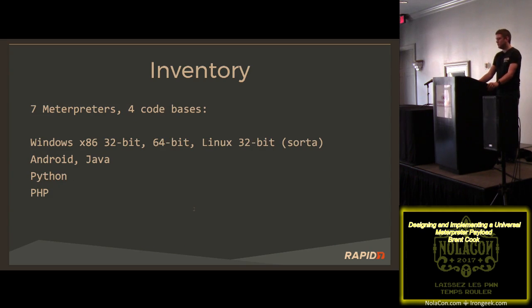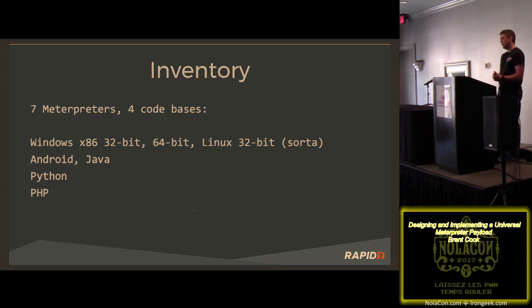So what kind of Meterpreters do we have? Well, when I first started, we had 7 Meterpreters. Did you guys know that there were 7 Meterpreters? Not only 7 Meterpreters, we actually have 4 separate code bases that all implement basically the Meterpreter spec. We had 3 that were Windows-based, 32-bit and 64-bit, and a Linux 32-bit one that kind of worked, but not really. We have Android and Java, which is Java apps, desktop, that sort of thing.